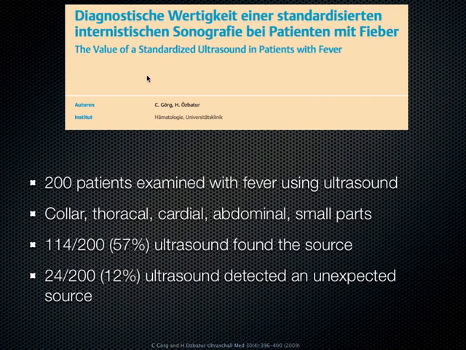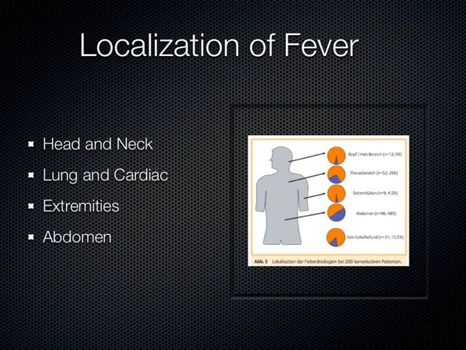What they did was basically they took 200 patients with fever and they evaluated them using ultrasound, in what they called the areas of the collar, thoracal, cardial, abdominal, and small parts. And basically they found that out of these 200 patients, 57% of the time they were able to find the source using ultrasound, and 12% of the time the ultrasound detected an unexpected source they weren't even considering in the workup of their patients. So to expand on this, I'm going to go ahead and walk through this stuff.